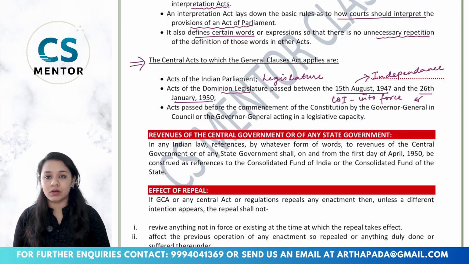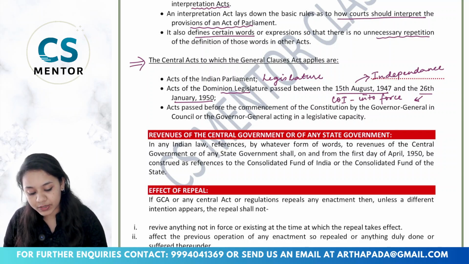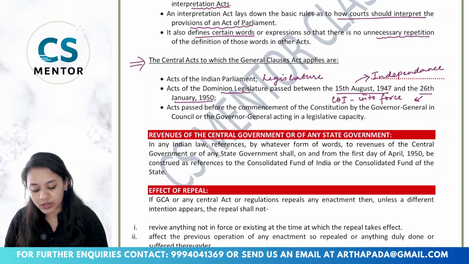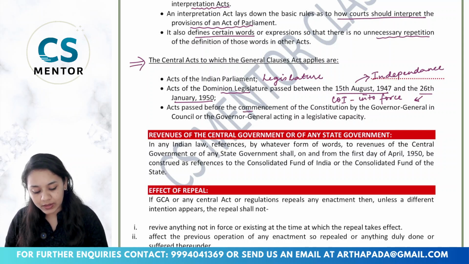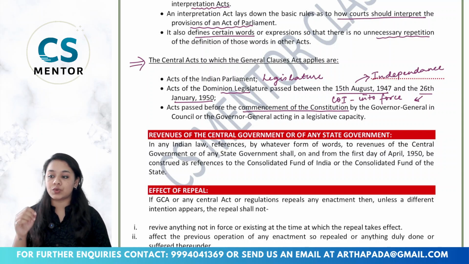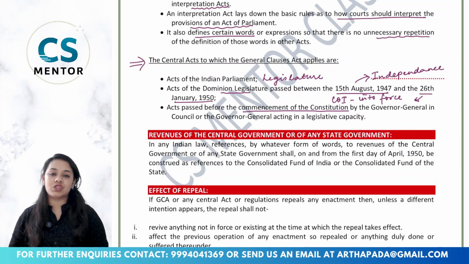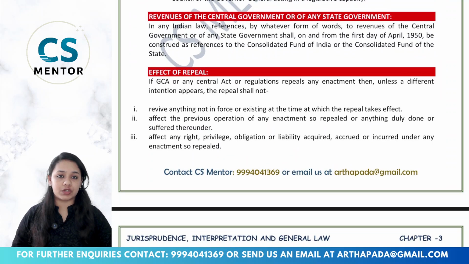Now, what happened to all those laws that were passed prior to 1947? Well, acts passed before the commencement of the Constitution by the Governor General in Council or the Governor General acting in legislative capacity. Basically, anything that happened prior to the commencement of the Constitution. Okay, so in a way it applies to every law that is applicable today. In short, all right.